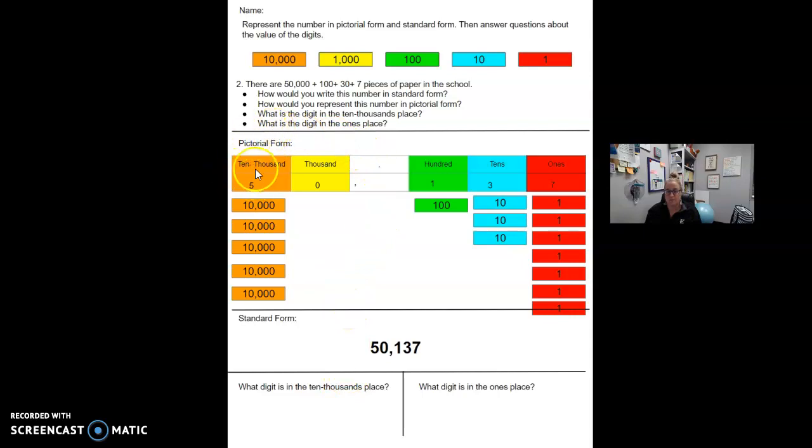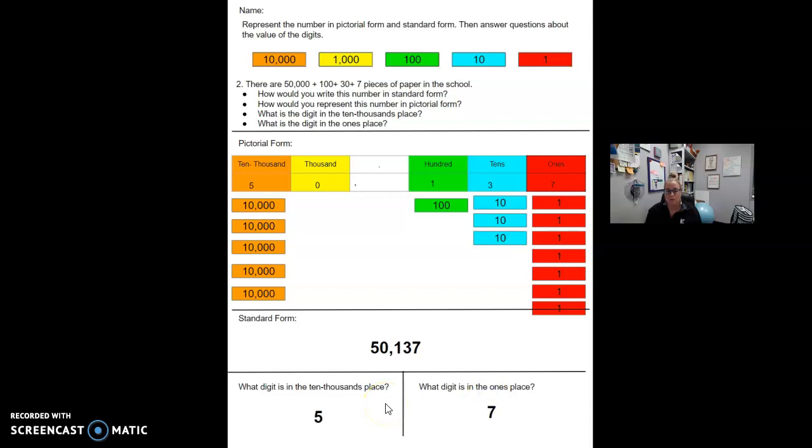So if I go to my place value chart, I found 10,000 and I see it says the number 5. So I'm going to write the number 5, or the digit 5. The next one says what digit is in the ones place. So again, I'm going to go back to my place value chart and I'm going to find where it says ones. There it is. And it says that it has the number 7. So the digit that's in the ones place is 7.